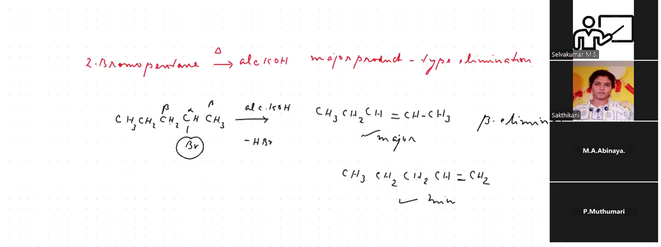So 2-bromopentane, when it is treated with alcoholic KOH, either the hydrogen from this beta or this beta can be eliminated in the form of HBr, but this is more favored. Therefore, the major product will be this one, 1, 2, 3, 4, 5, pent-2-ene. But pent-1-ene is a minor product. The name of the reaction is beta elimination.